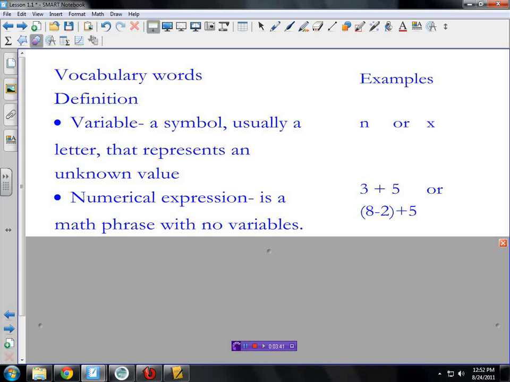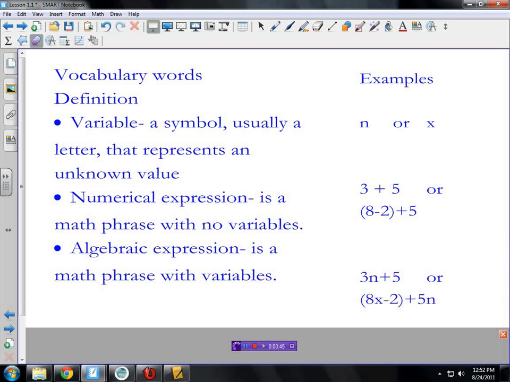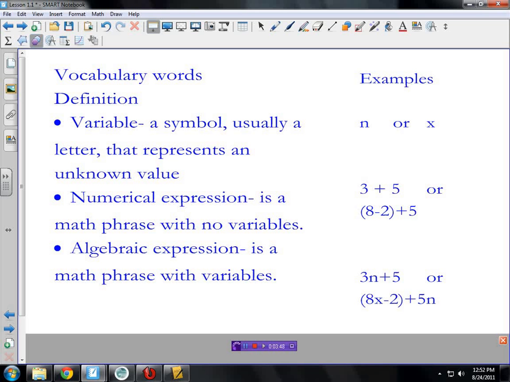The next one's going to be algebraic expression. Now, what does algebraic look like? Algebra. Algebra has numbers and operations, but it also has variables, and that's the key difference here. Algebraic has variables in it. So if you look on the side there, we have expressions that look similar, but the ones above it are numerical. So we have 3n plus 5, or parentheses 8x minus 2, parentheses plus 5n. Okay, so those are the difference between numerical and algebraic. As we get going in this class, most of the stuff we're going to be doing is algebraic, and we won't really even be calling them algebraic. We'll just say, hey, it's an expression, and we'll automatically know it's an algebraic one.